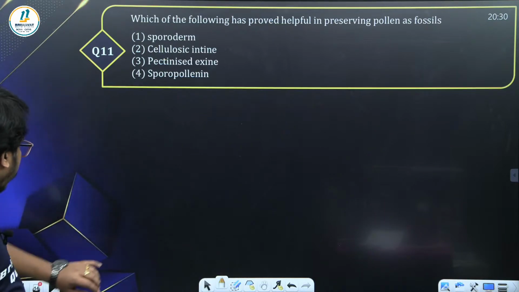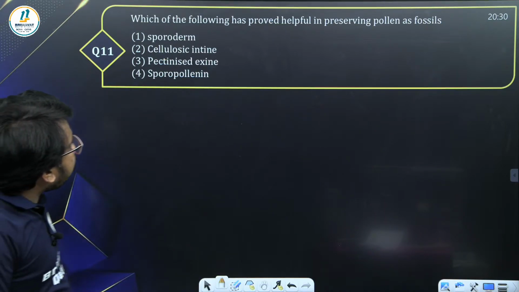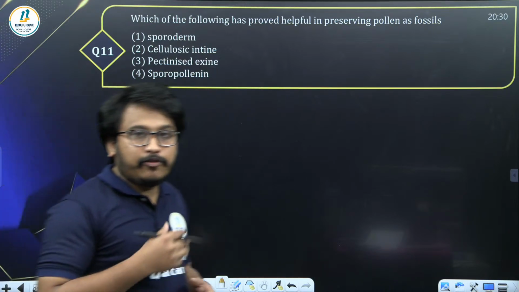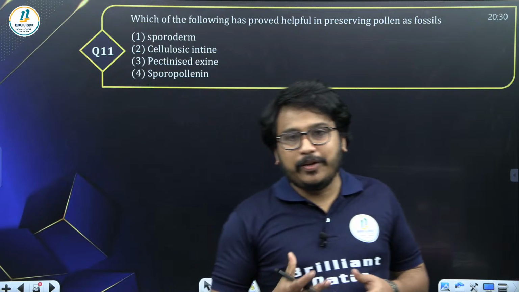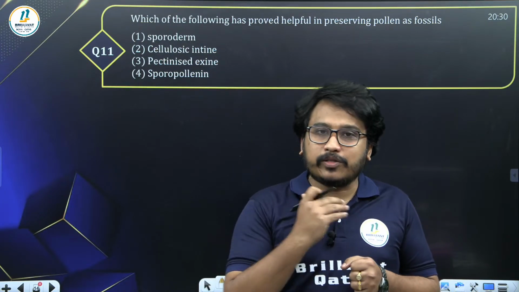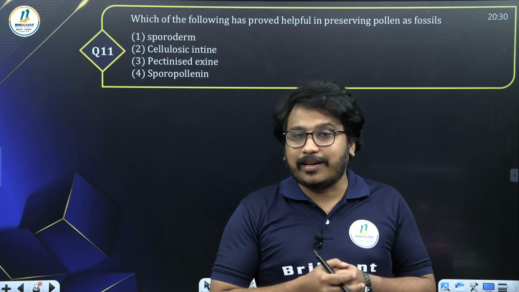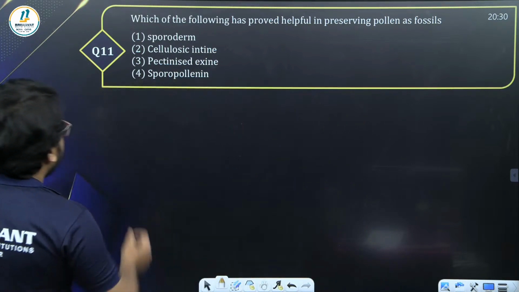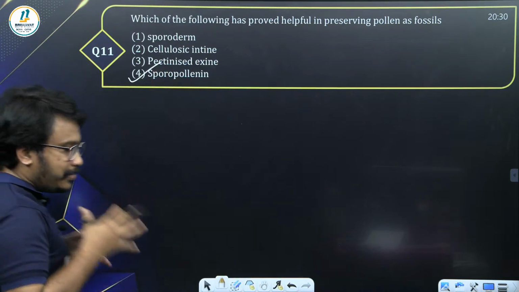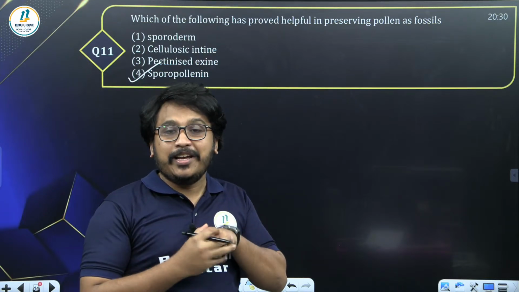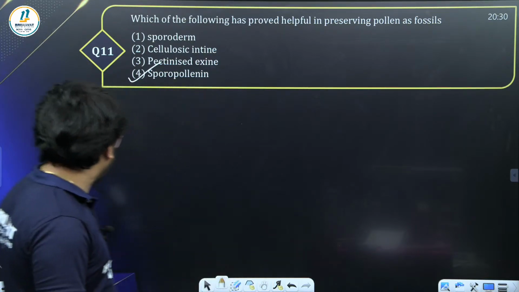Now next question. Which of the following has proved helpful in preserving pollen as fossil? For fossil forecast and all, pollens have been used. The pollens are preserved for a long time because of the covering that the pollens have in the exine. And you know the toughest material. Which is that toughest material? Can you comment? Yes, Tiwari, the answer is sporopollenin. So you should understand the pollen grains have an outermost covering, that is exine. It is made up of sporopollenin.